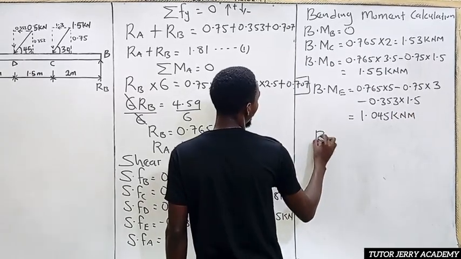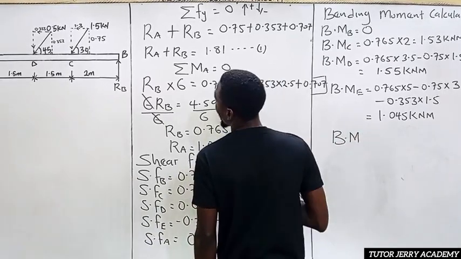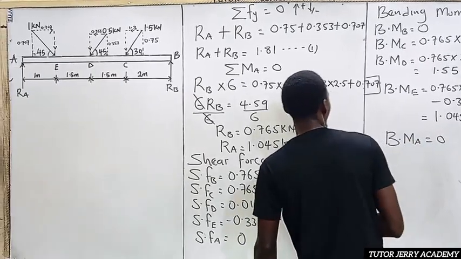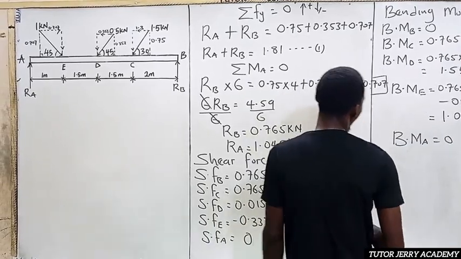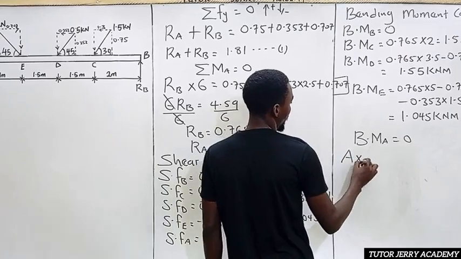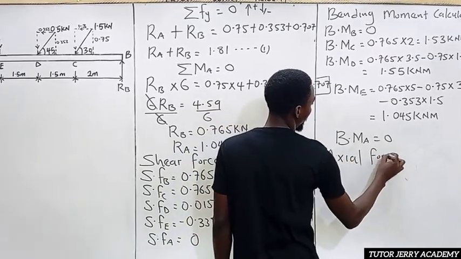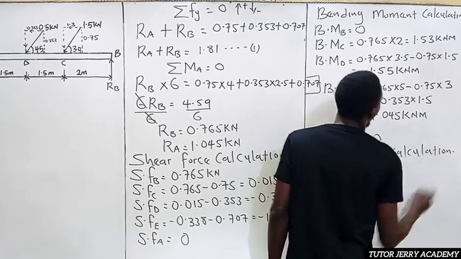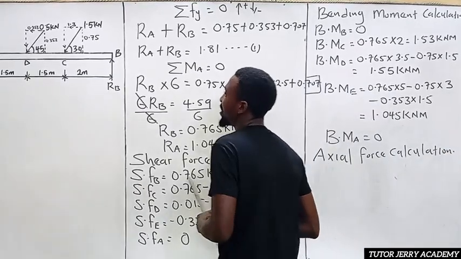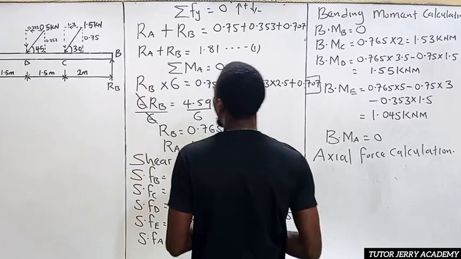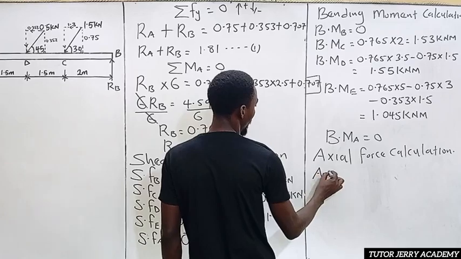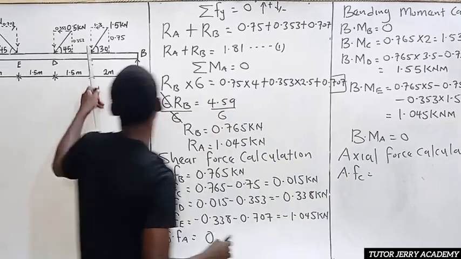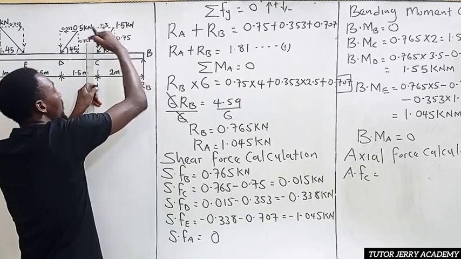So the last but not the least, the bending moment at point A is going to be equal to what? 0. All right. So now the next one is our axial force calculation. So we have axial force at point C, at point D, and at point E. So axial force at point C. All right, at point C, we only have just one axial force, which is this one going in this direction.